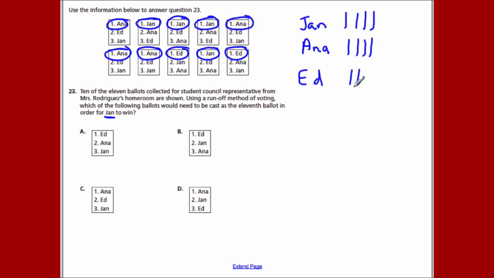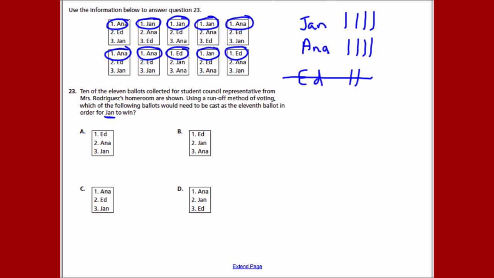In this case, we've got Jan and Anna being the top leaders at this point. Ed is out of the picture. Problem is we don't have a clear majority. Jan and Anna, in fact, are tied at this point. So now what we need to do is cross off Ed and go back and see what happens when we go through and cross off Ed. Let's do this one in red.